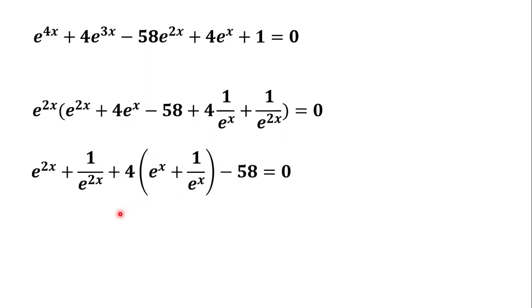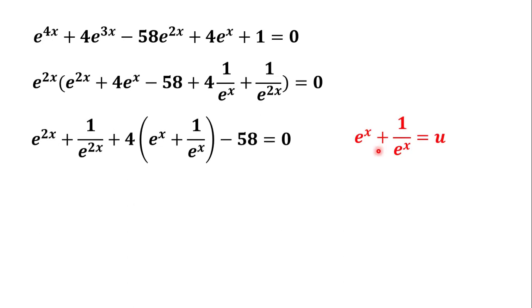Now we can use the change of variable method, and we can write e to the power x plus 1 over e to the power x equal to u, and by squaring both sides we get e to the power 2x plus 1 over e to the power 2x plus 2 equals u squared.